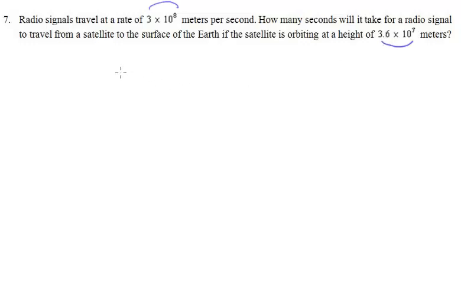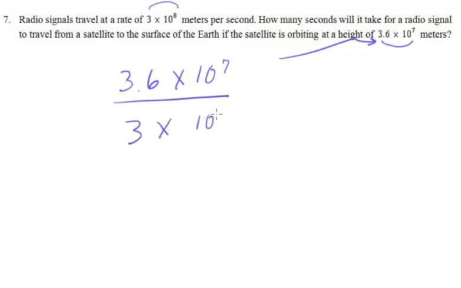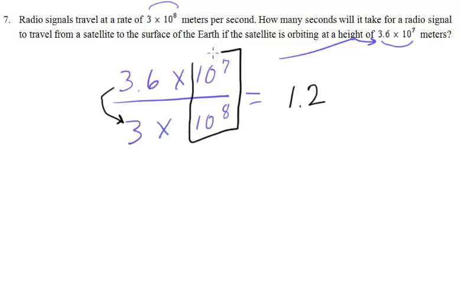So what we're going to do with this, we're going to take our 3.6 times 10 to the 7th, which I get from right there. We're simply going to divide that by 3 times 10 to the 8th power. So our first step, of course, is we divide 3.6 by 3, and it gives me approximately 1.2. And here we have this whole piece, so we're simply going to subtract 7 minus 8, and that'll give me times 10 to the negative first power. And that's it for number 7.